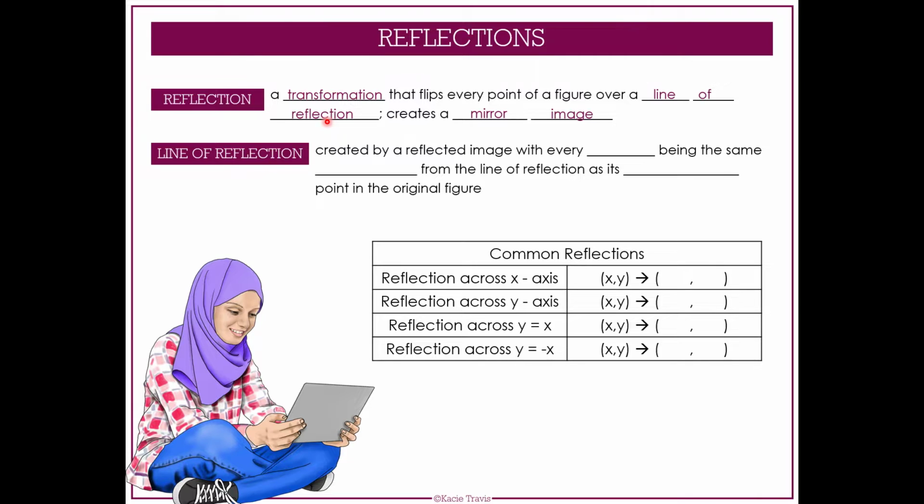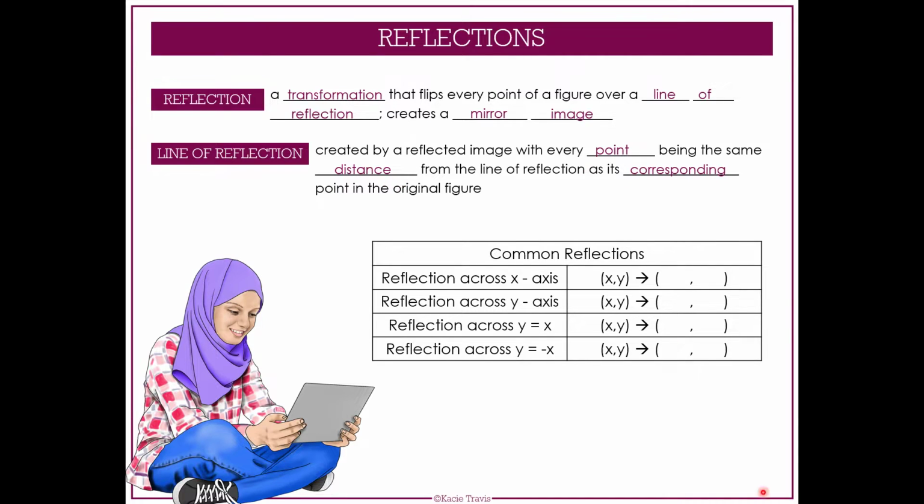Now, the line of reflection is created by a reflected image with every point being the same distance from the line of reflection as its corresponding point on the original figure. So, both your image and pre-image for this type of transformation will be the same distance away from that line of reflection, okay? So they should not be any further. Just make sure that you're being exact with this. Go point by point, take your time, okay?